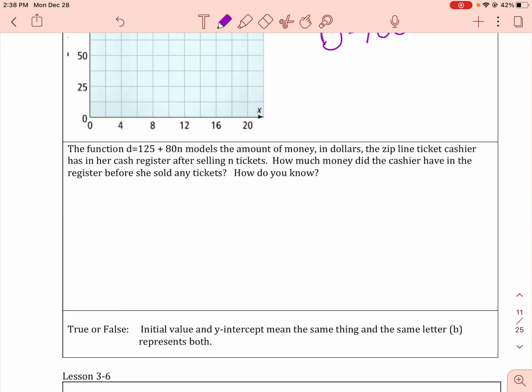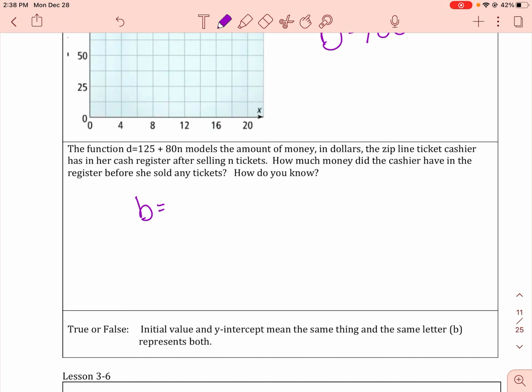So the function d equals 125 plus 80n models the amount of money in dollars the zipline ticket cashier has in her cash register after selling n amount of tickets. How much money did the cashier have in the register before any tickets were sold? So this is how much did they start with at the beginning of the day. Right when they opened, how much money was in the register? That is our initial value. Another word for initial value, y-intercept, or b. What is the initial value or y-intercept of the equation?